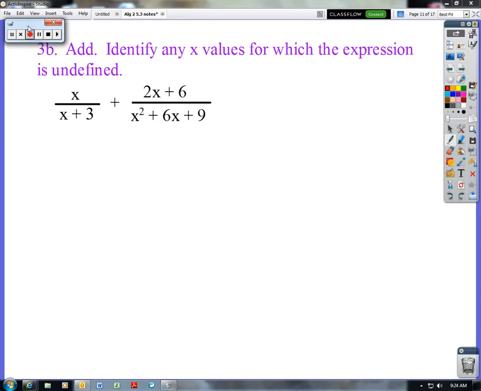3b. So this one again is one for you to do on your own. I'm just going to give you the final answer. The final answer is x plus 2 over x plus 3. x cannot equal -3.